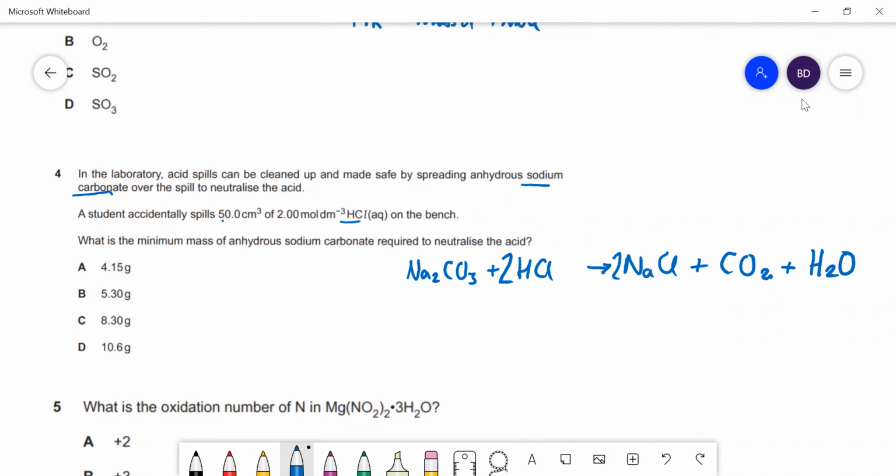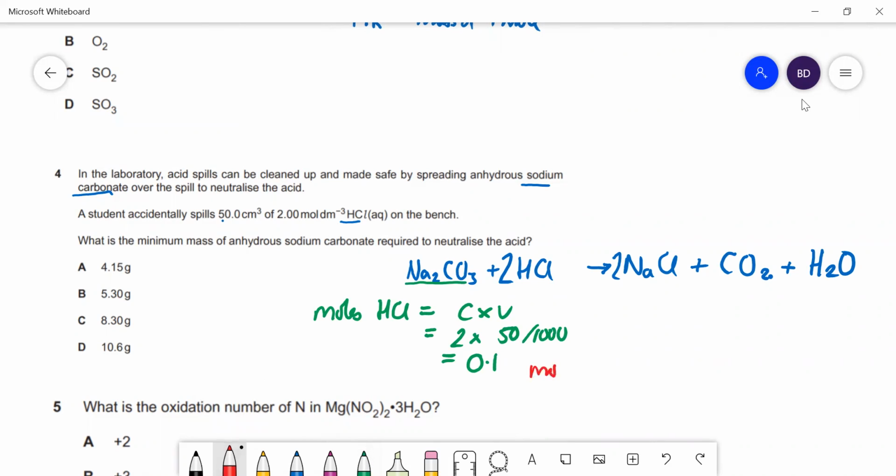Well, we need to work out the moles of acid there. So let's do that. Moles of HCl, concentration times volume, 2 multiplied by 50 over 1,000, the volume in dm cubed, of course. That gives us 0.1 mole. So how many moles of sodium carbonate can that react with? That's going to be half of that. So the moles of sodium carbonate is going to be 0.1 over 2, which is equal to 0.05.